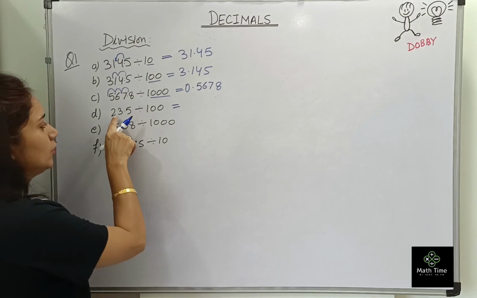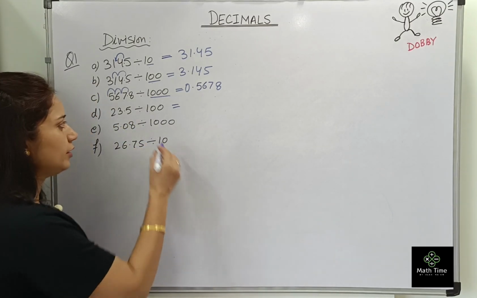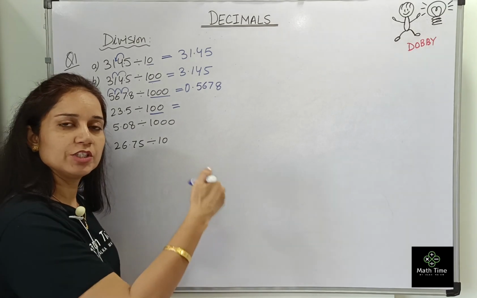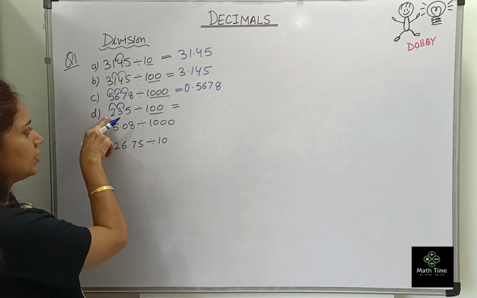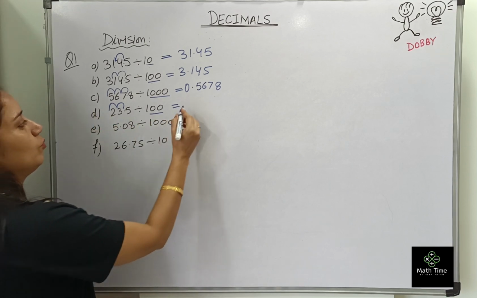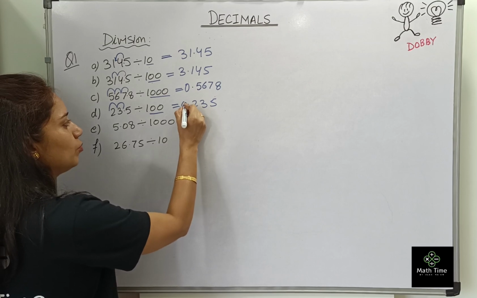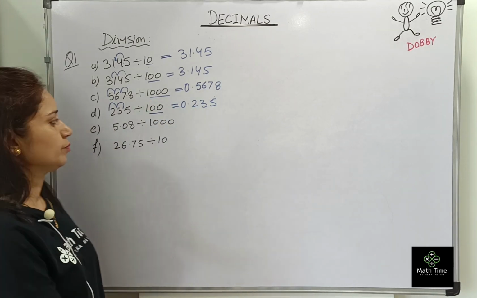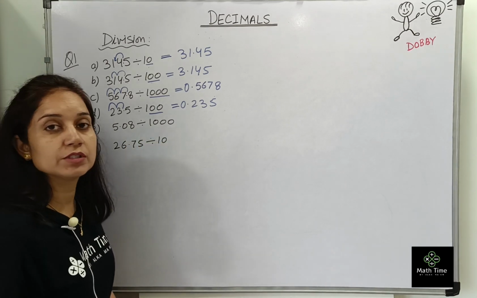Next question, 23.5 divided by 100. Divided by 100, the decimal will shift 2 places left. 1, 2. Here also the decimal comes in the front. 0.235, and here the whole number is 0. Next question, 5.08 divided by 1000.